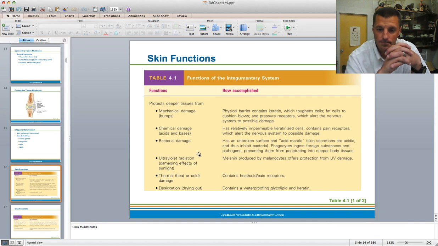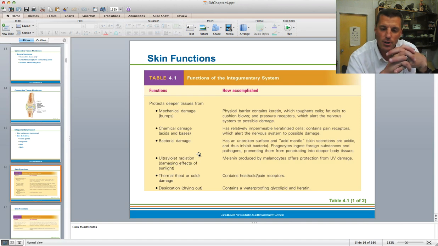Bacterial damage. Your skin protects against bacterial damage by having an unbroken surface and what it's called an acid mantle, meaning there's a coating of the secretions of your skin, from your lower layers onto the surface, that is slightly acidic, and that would inhibit the growth of bacteria. So the other end of that is if you have a break in your skin, then you're much more susceptible to bacterial damage.